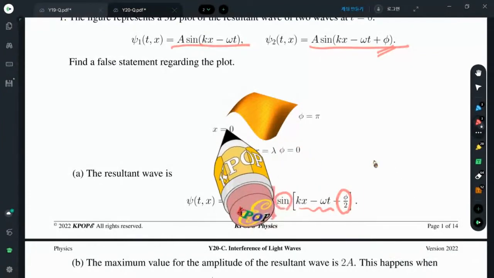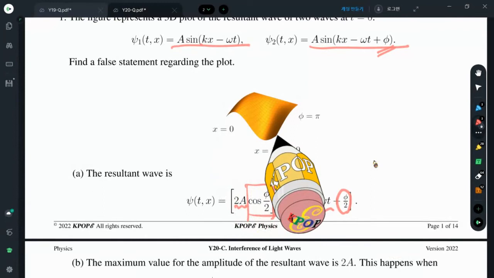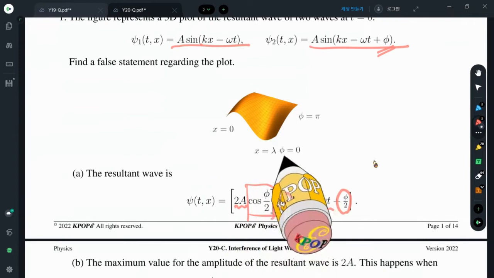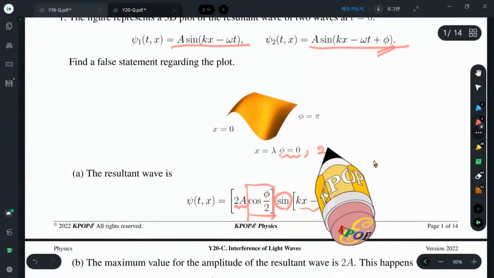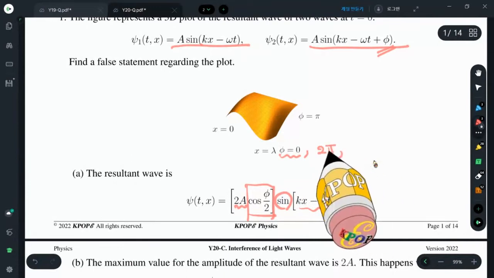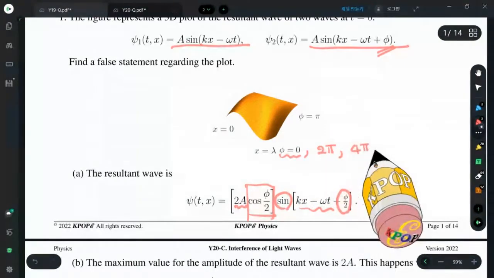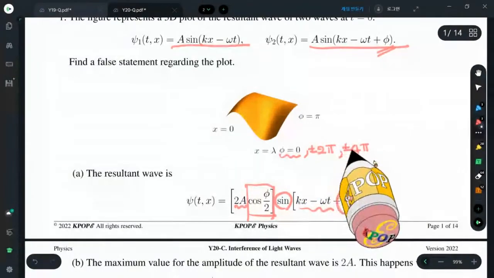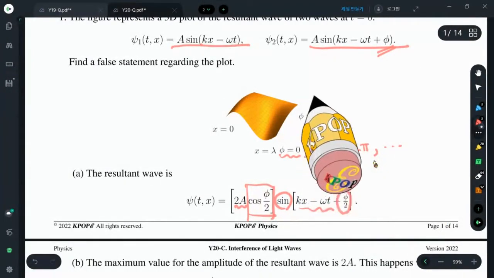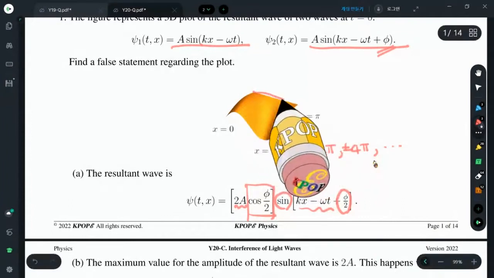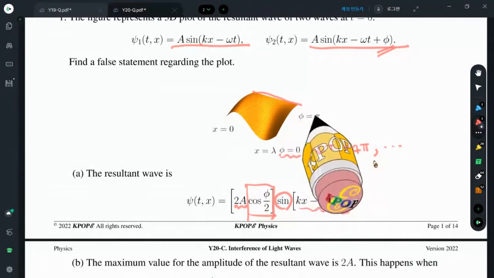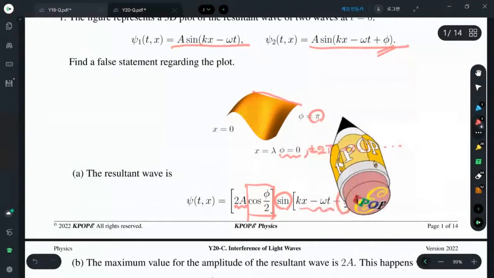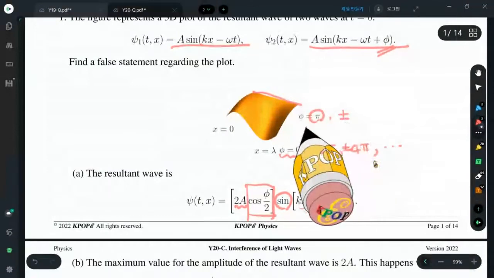You can see the shape of the resultant wave has the maximum amplitude at phi equals 0 and even multiples of pi. Or the resultant wave becomes flat, that means it disappears, when it is pi or odd multiples of pi.